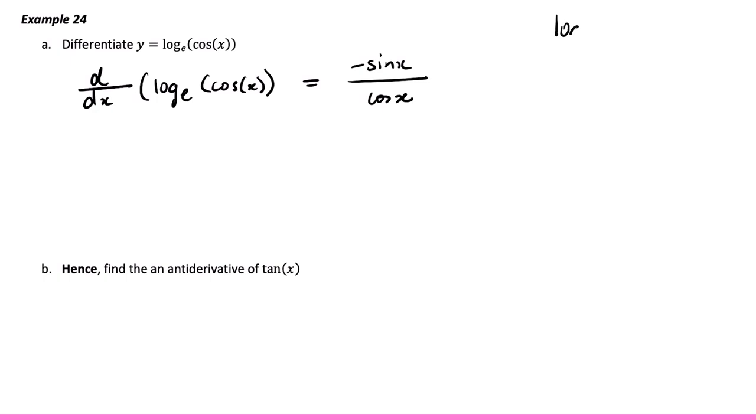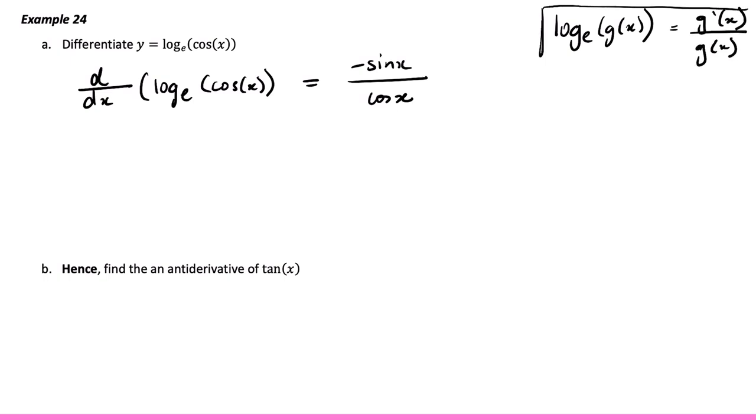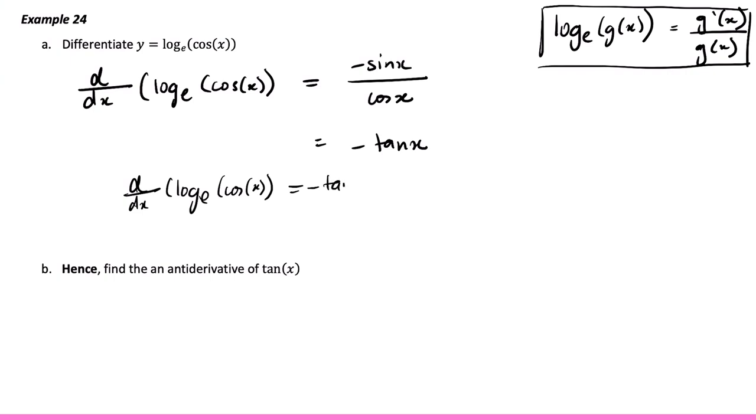So if you remember log e g of x, the way we do this is the derivative of the inside divided by the function of the inside. So chain rule, but specific to the log function. Okay, when we differentiate that, that'll equal negative tan x. Hopefully you can see where we go for part B here. So I'm just going to quickly write the relationship between the two. As we know, the derivative of log e cos x is equal to negative tan x. So if I were to go backwards, that means the antiderivative of negative tan x would be equal to log e cos x.